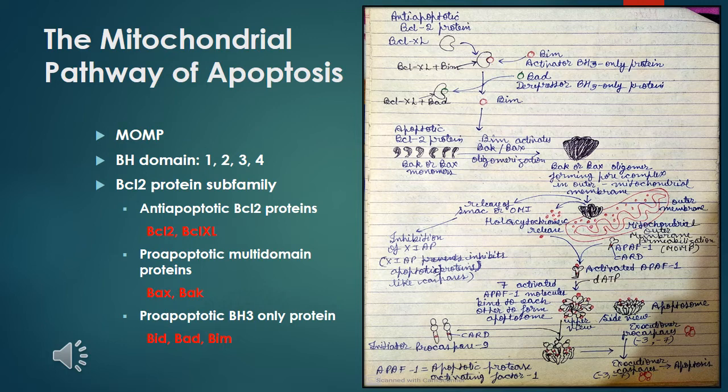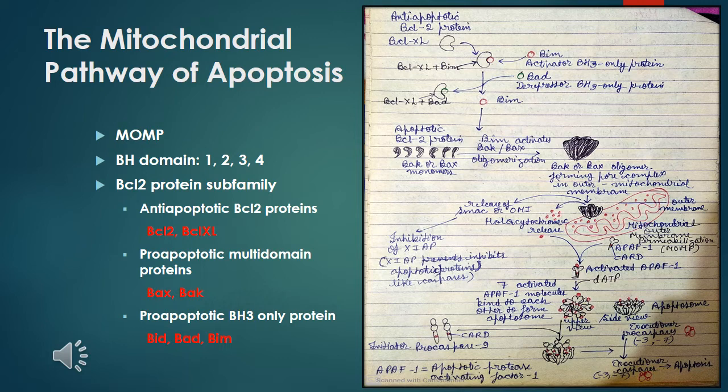These include, first, the anti-apoptotic BCL2 proteins. These proteins possess the BH4 domain along with other domains. Examples are BCL2 and BCLXL, as shown in red in the present slide. The second category of BCL2 family proteins are the pro-apoptotic multi-domain proteins. These carry BH1, 2 and 3 domains but lack the BH4 domain. Examples are BAX and BAK. The third category is the pro-apoptotic BH3-only proteins. These carry only the BH3 domain. Examples are BID, BAD and BIM.